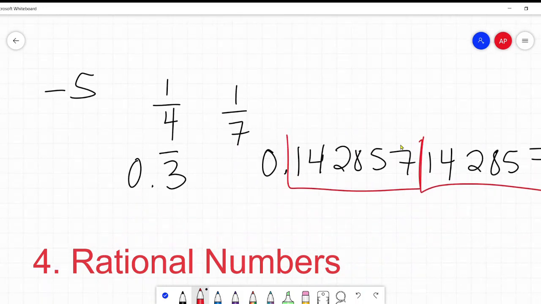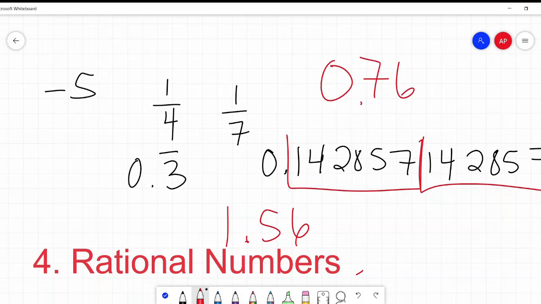So rational numbers can be those integers, whole numbers, all those sorts of things. And anything that can be written as a decimal that ends, like 1.56, that's an ending or terminating decimal. That is a rational number. Or 0.76 repeating, that would be a rational number.